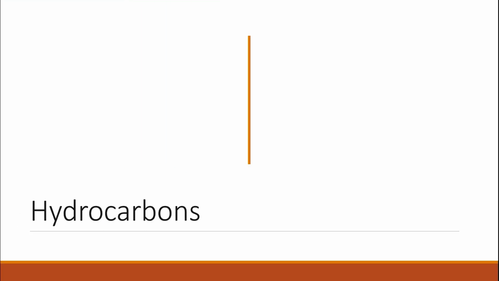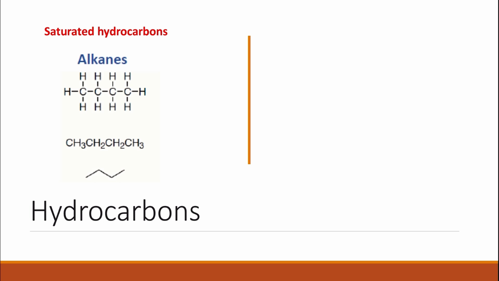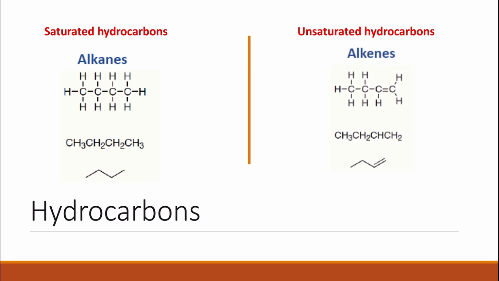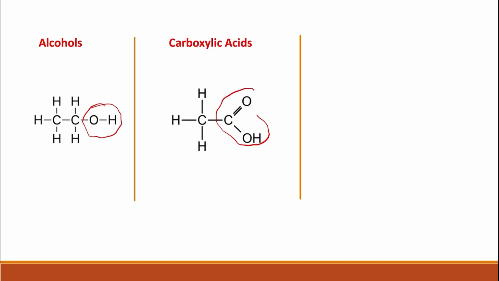The main homologous series we're going to learn about are hydrocarbons, and they include saturated hydrocarbons represented by alkanes. They are called saturated because they don't have any double bond between the carbon atoms. They only have single covalent bonding. Then there are the unsaturated hydrocarbons, represented here by alkenes, which have a double bond, so they are called unsaturated. We will also learn about alcohols, which have the functional group OH, carboxylic acids, which have the carboxyl group, C double bond OH, and then esters, which have the functional group COO.